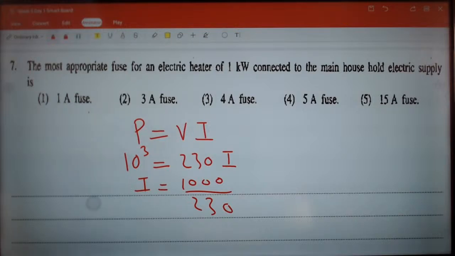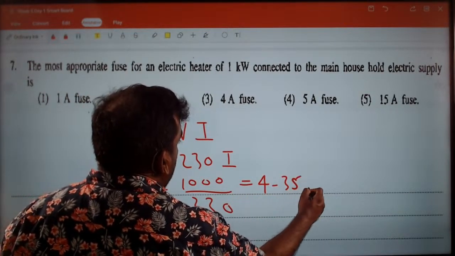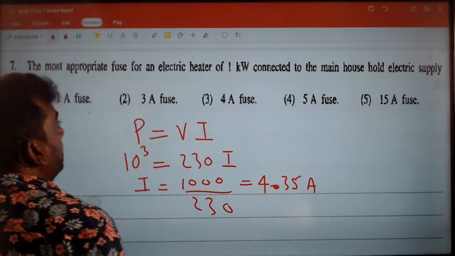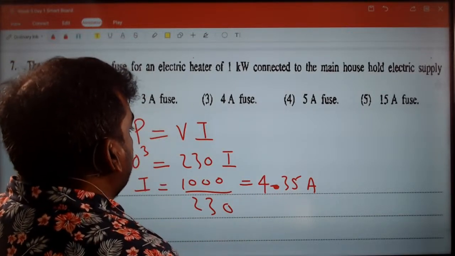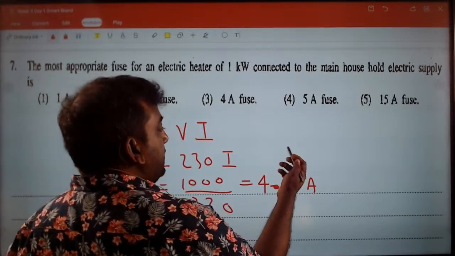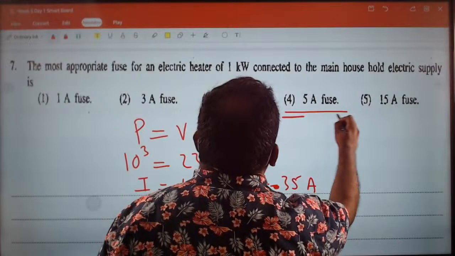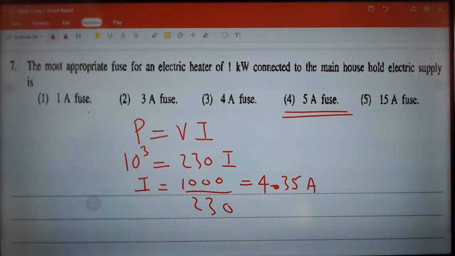4.37, about 4.35 amperes. Right. Now, if you look at this carefully, if you use a 4 ampere fuse, before this current is reached, it will break. So the most probable fuse is going to be the 5 ampere fuse. So it makes sure that bigger currents don't pass through.